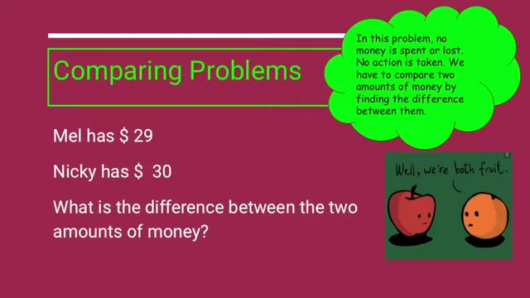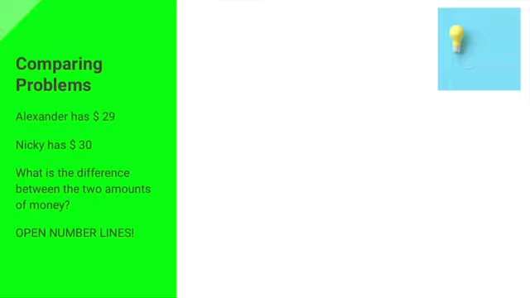We have to compare. Mel has $29. Nikki has $30. I'm not spending anything. Nikki isn't spending anything. We're not losing anything. We're just comparing the two. We want to find the difference between the amount of money we have. We have to find the difference.